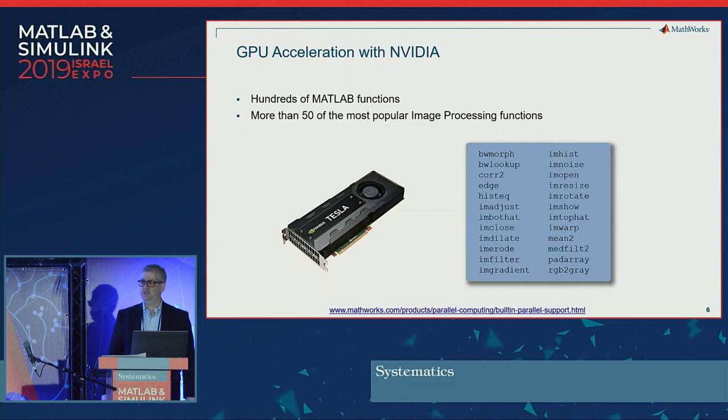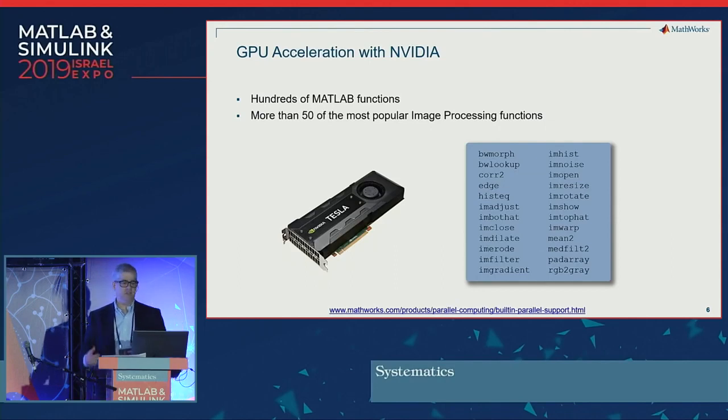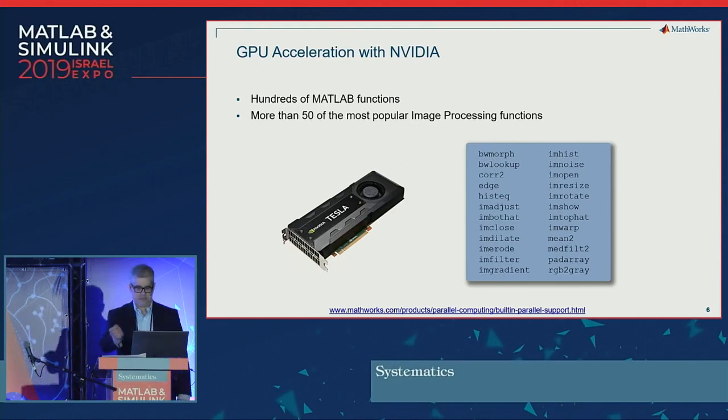Okay, another thing you would want to do with a large set of images with very big data is be able to process it much faster. To that end, we're now supporting GPU acceleration on NVIDIA GPUs. You may already be aware that it's supported in hundreds of MATLAB functions, and now more than 50 of the most popular image processing functions use it as well. This is just a short list of the functions. It's actually more than this.